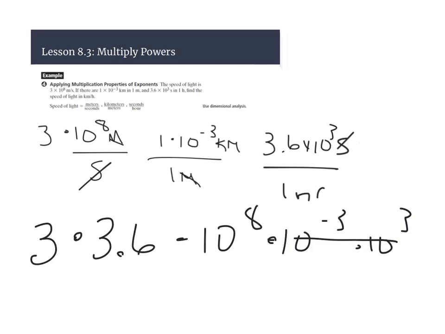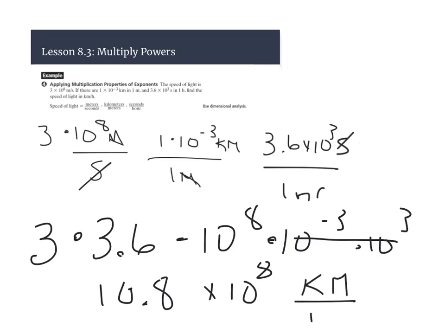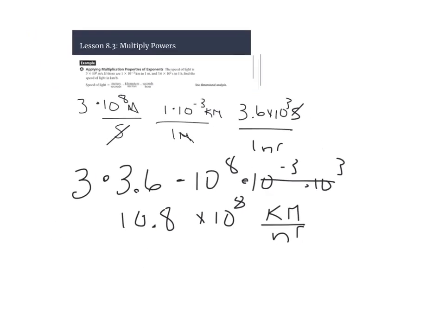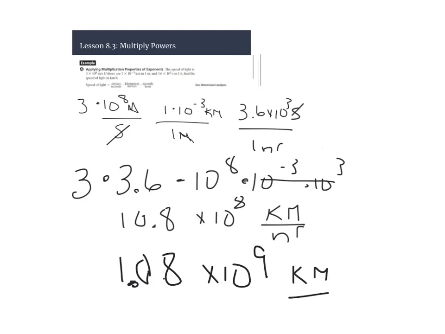And we're left with 3 times 3.6, which is going to be 10.8 times 10 to the 8th. And our units are going to be kilometers per hour, okay? And then again, we're not in proper scientific notation, so I need to move that decimal place over 1, so it's 1.08 times 10 to the 9th kilometers per hour.